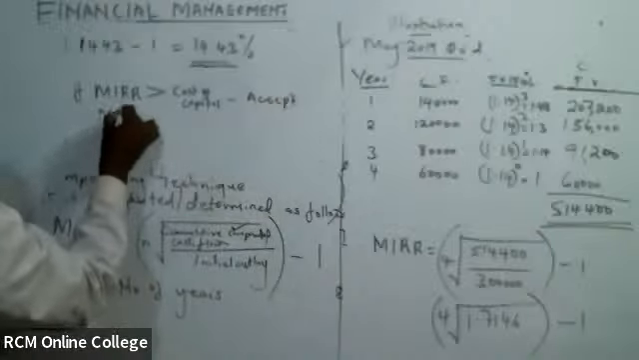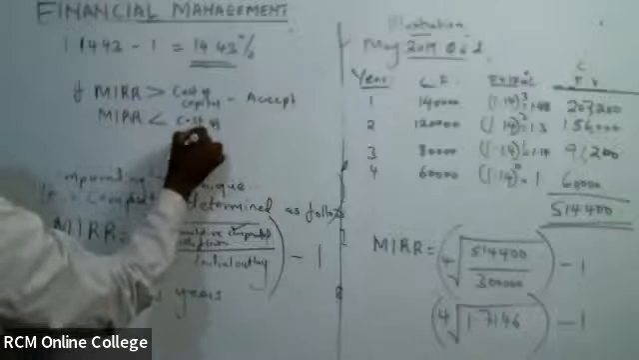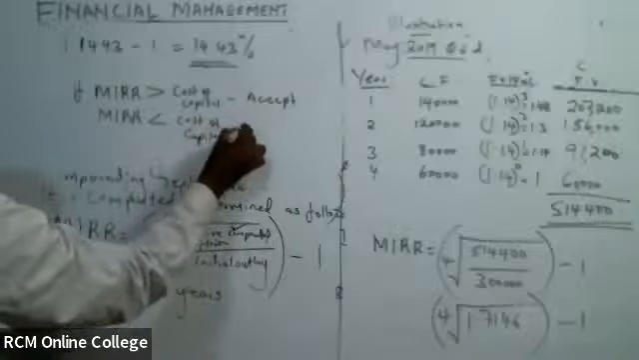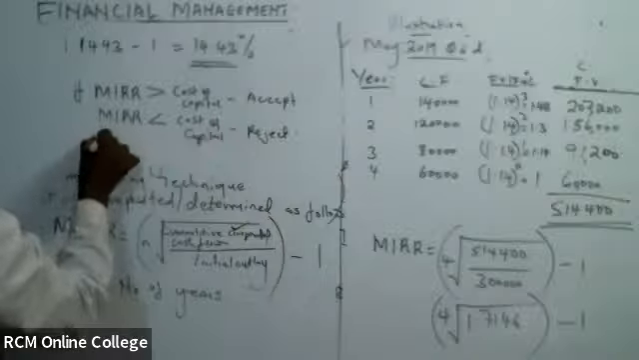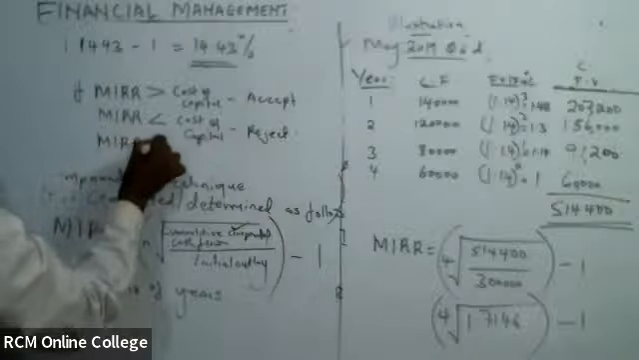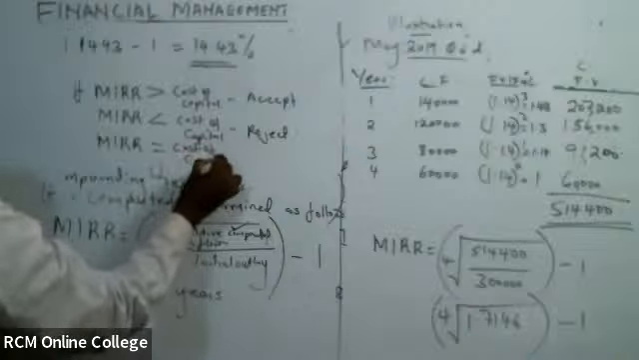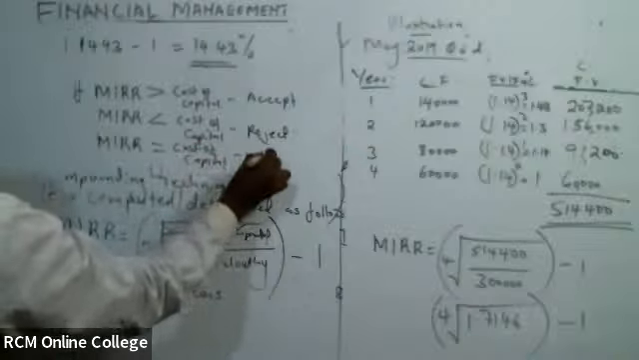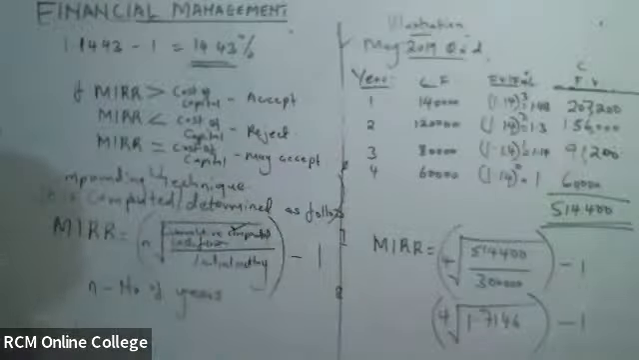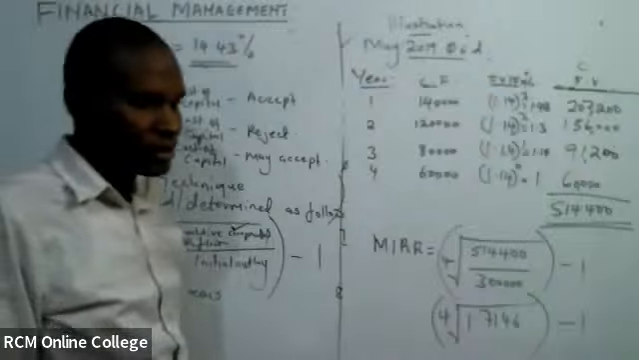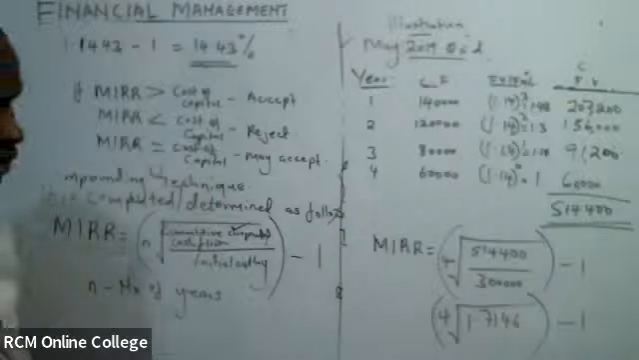If MIRR is less than the cost of capital, reject. Alafu hiyo ingine, MIRR equal to cost of capital, you may accept. Great. So that is the decision rule.